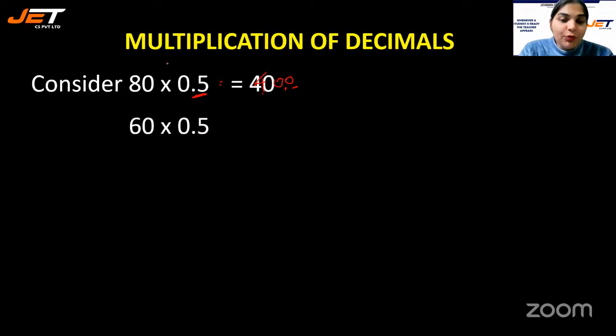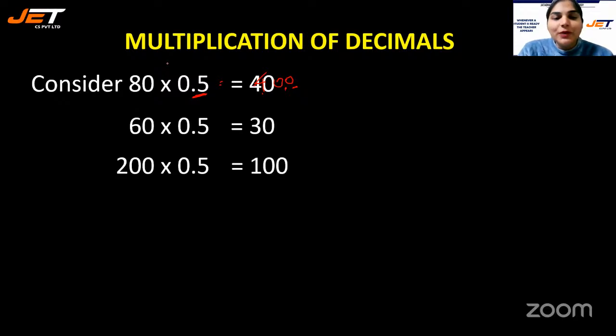Similarly, 60 times 0.5, would you do it? Then I'll tell you the trick behind it. 60 times 0.5 will give you 30. 200 times 0.5. Okay, so here it is 100.